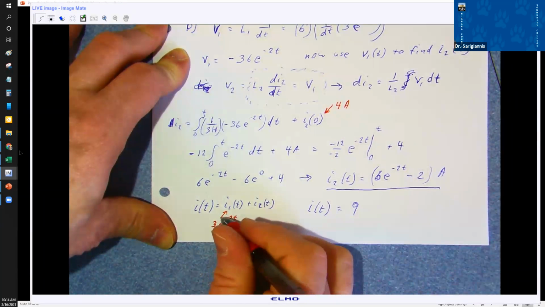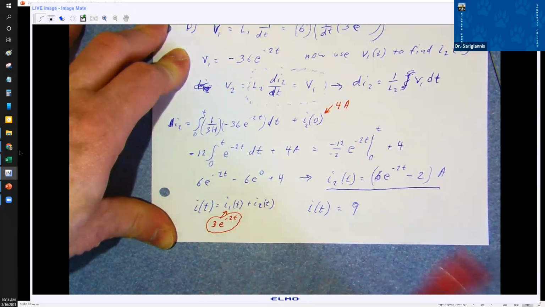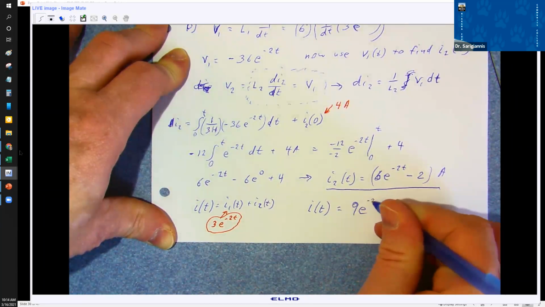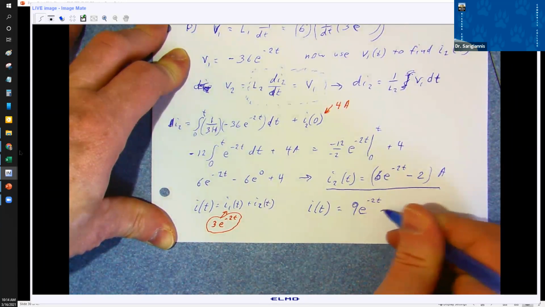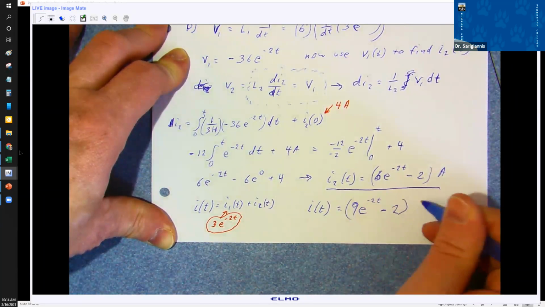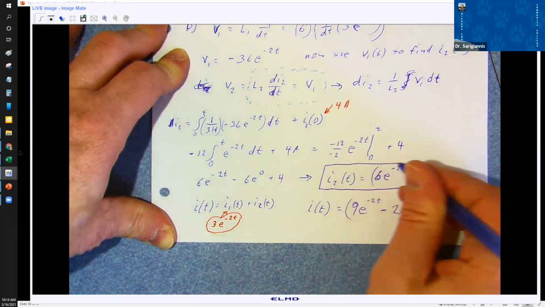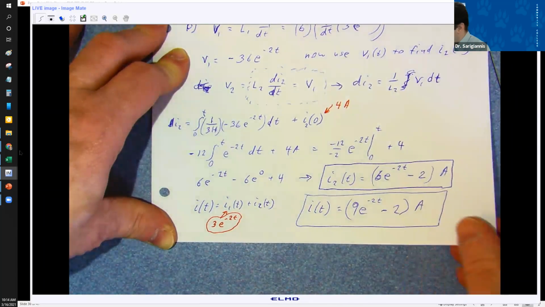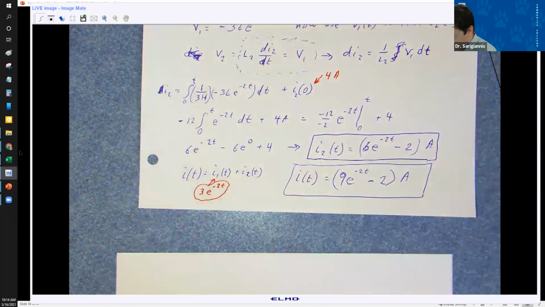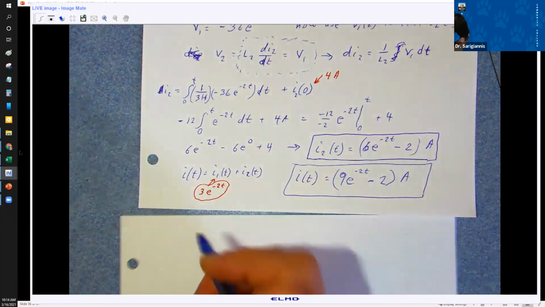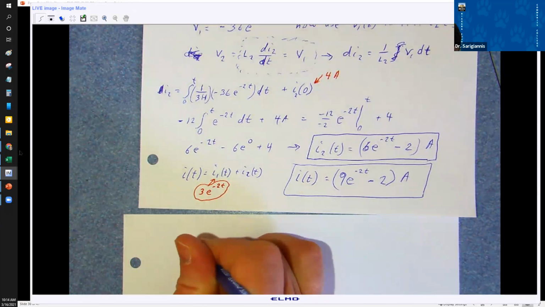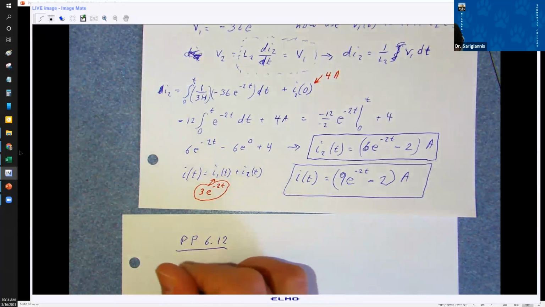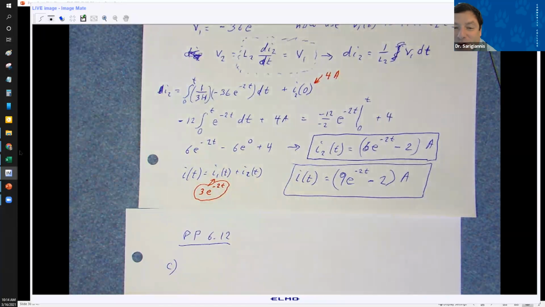That's what this function is, right? So I'm going to get 9 e to the minus 2t minus 2 amps. So this is part B, where we're trying to figure out the currents. Any questions about this one so far?